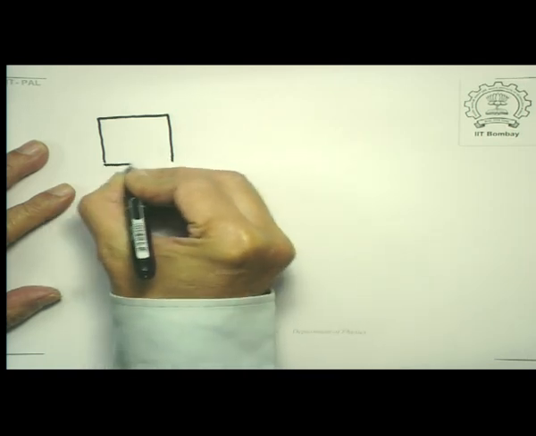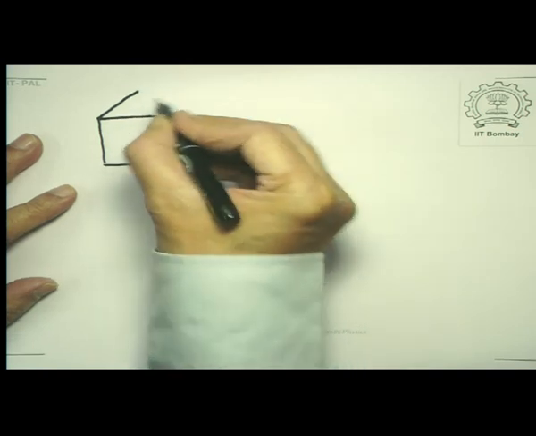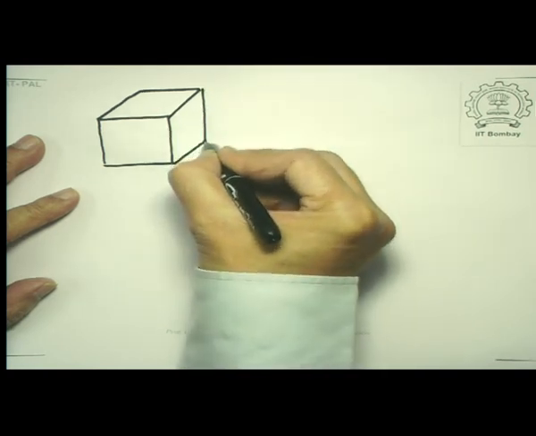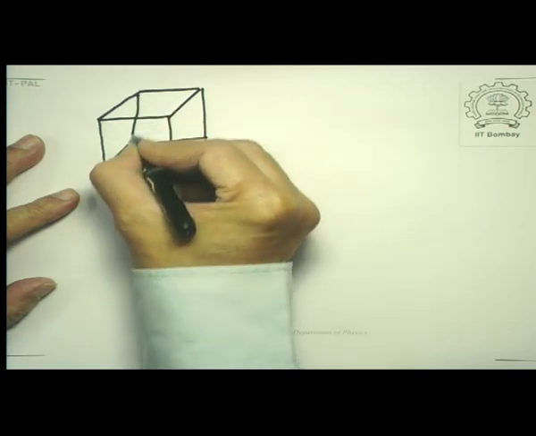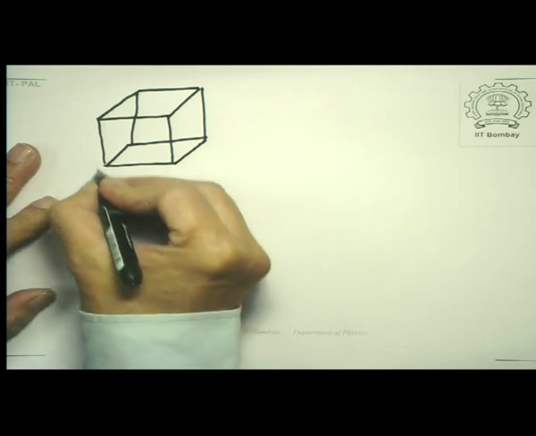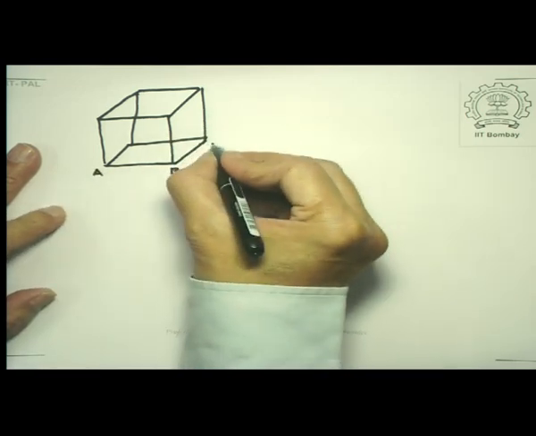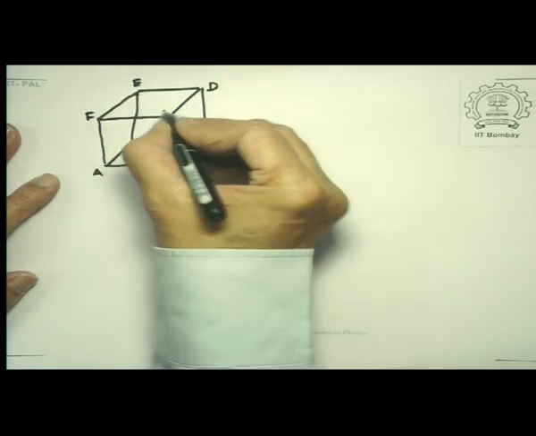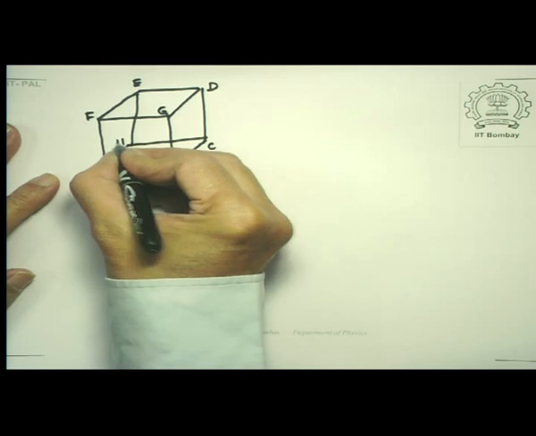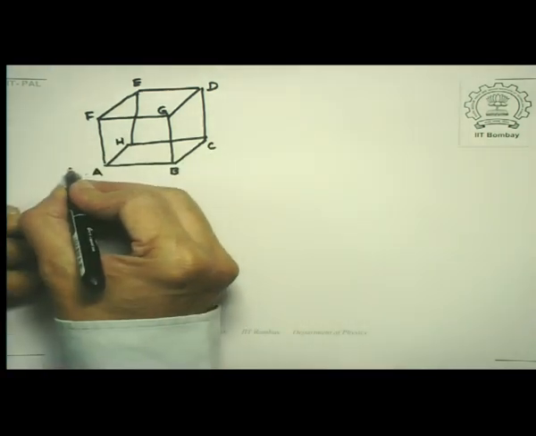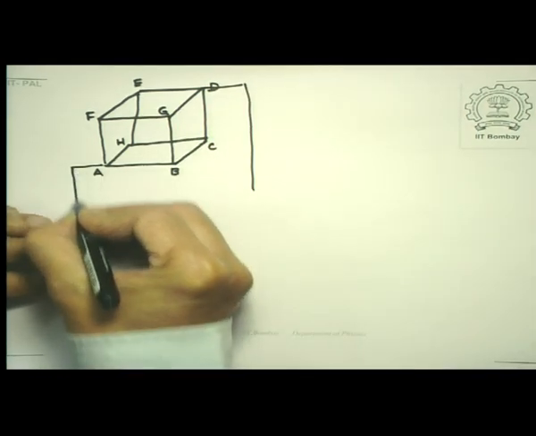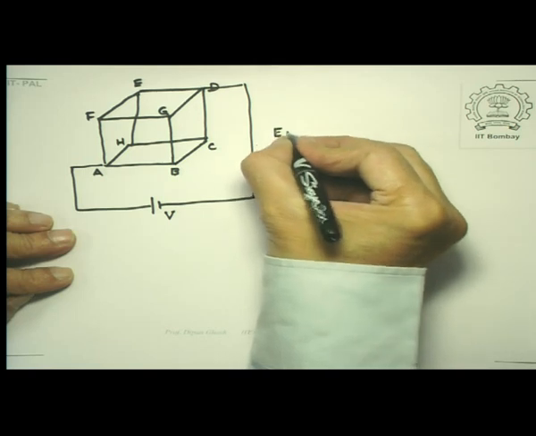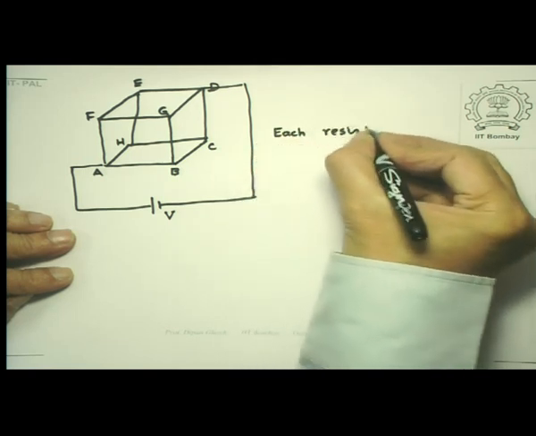I will not be showing the resistances with wiggly lines, but I will assume that each of the 12 arms of the cube has a resistance of R. And let us name them. So let us call it A, B, C, D, E, F, G. Okay. Let me assume a battery is connected between the diagonally opposite corners A to D, which is V, and each arm has a resistance which is equal to R.